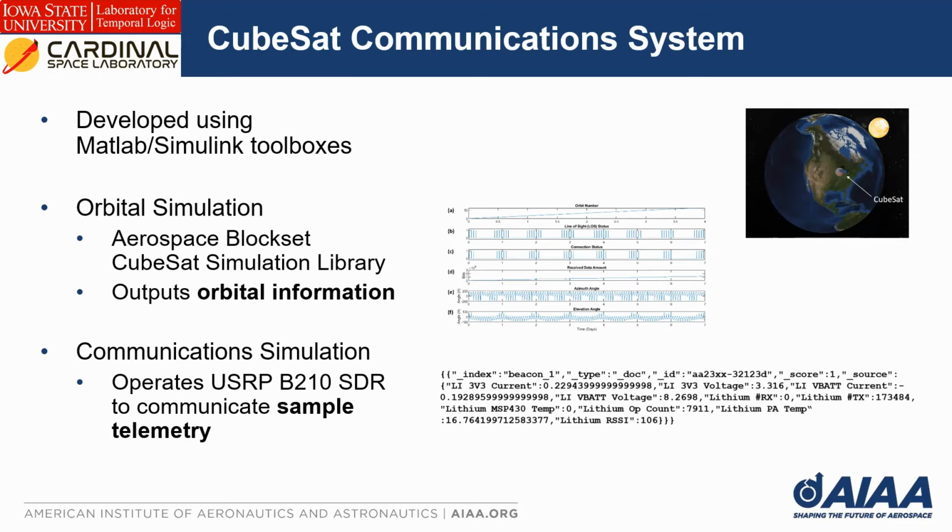We calculate communication viability between the CubeSat and a virtual ground station using the link equation in the orbital simulation component of the model. This determination is then used in the communications component to operate a Universal Software Radio Peripheral, or USRP, B210 software-defined radio, or SDR, the SDR's transmitter and receiver, broadcasting a sample telemetry dataset. This telemetry message contains a dozen parameters consisting of CubeSat ID information and radio measurements that would be measured on board a real CubeSat. In addition to the telemetry, this model also outputs the orbital information of the CubeSat throughout the simulation period.